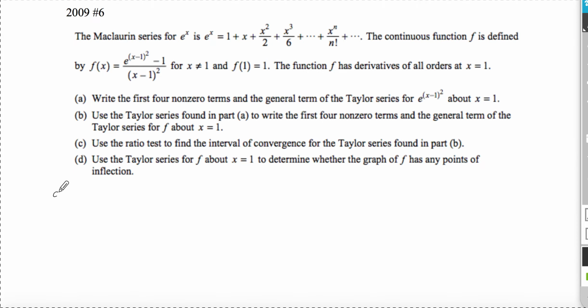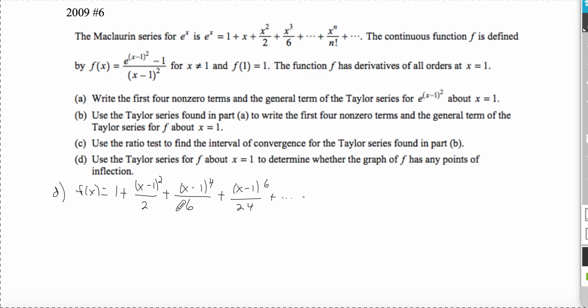And part D. We want to use the Taylor series for f about x equals 1 to determine whether the graph has any points of inflection. All right, I'm going to write out what I know for my Taylor series, the one I already wrote, that f of x is going to be equal to 1 plus (x minus 1) squared over 2, plus (x minus 1) to the 4th over 6, plus (x minus 1) to the 6th over 24, plus, I'm not going to write out the rest of the stuff right now, but there we go.